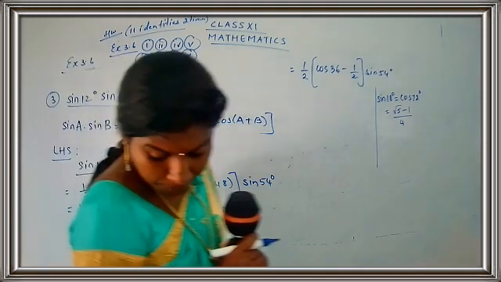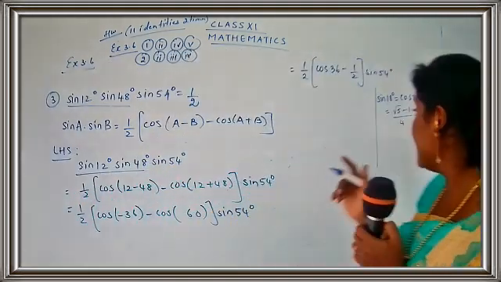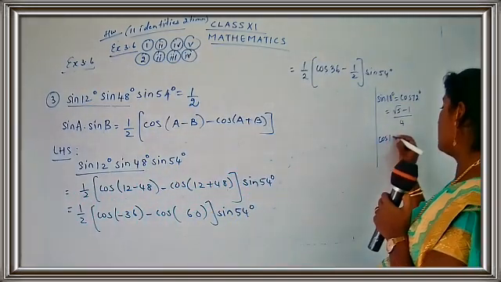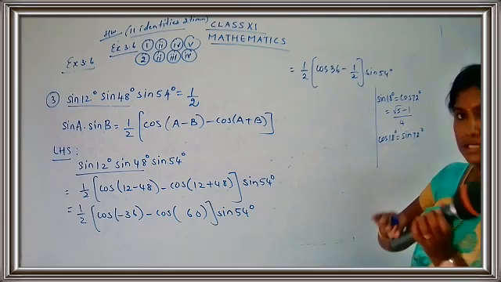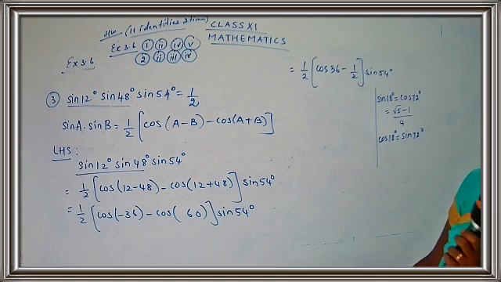Coming to the next one, cos 18 and sine 72. If you have cos 18 and sine 72, both are equal. Cos 18 and sine 72 are equal.